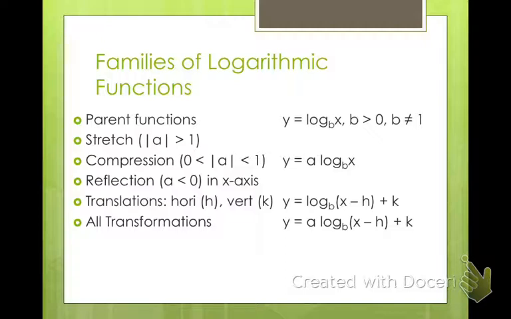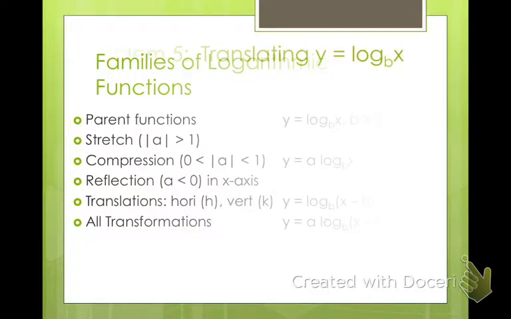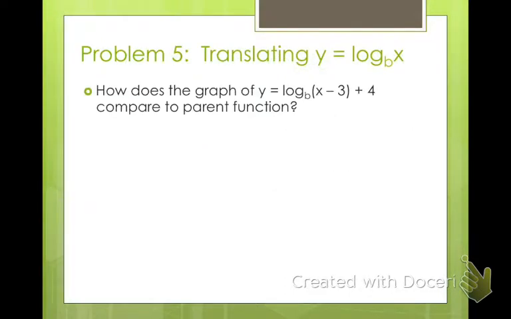If these parent functions don't look familiar to you by now, you might want to wake up and retake the class. Okay, so translating. How does the graph of y equals log base b of x minus 3, plus 4 compare to the parent function? Well, the parent function would be y equals log base b of x. So minus 3 is going to be our horizontal translation, still opposite, goes to the right. Plus 4 goes up.